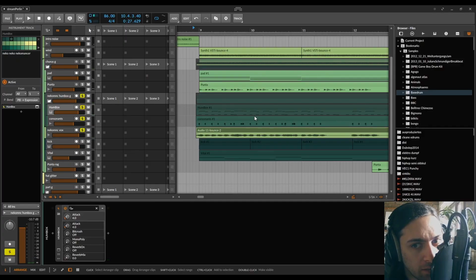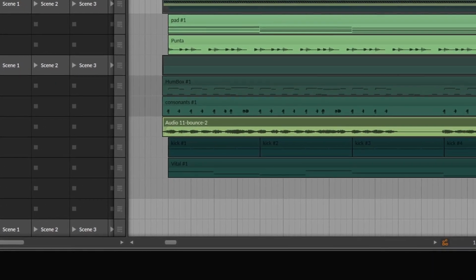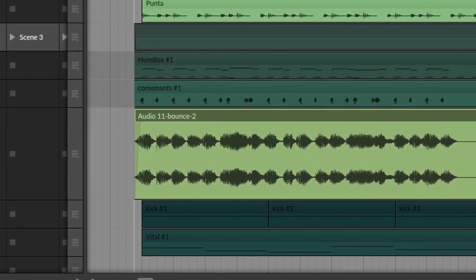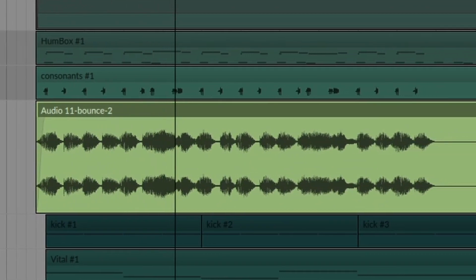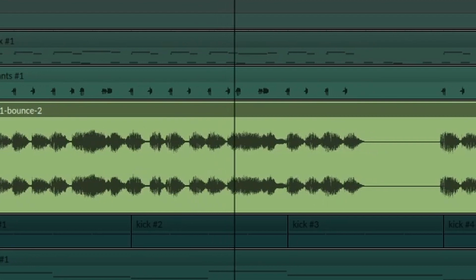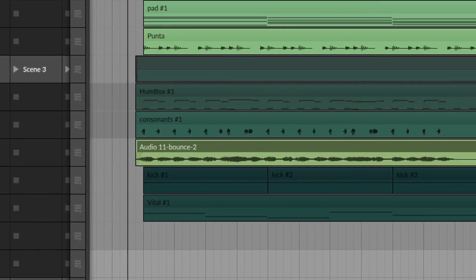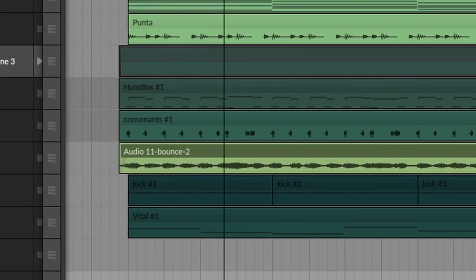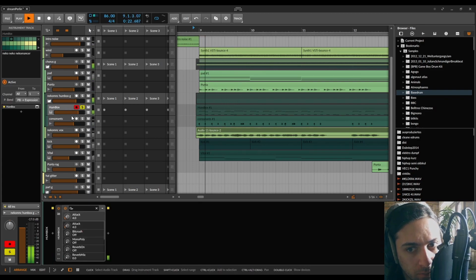Okay, that was already a lot, so let's break this down. We have one track that is fairly easy to see. It has no effects on it because I bounce it out. It is a highly overprocessed Melodyne thing. And the other one is this group, which consists of a consonants track and Humbox.